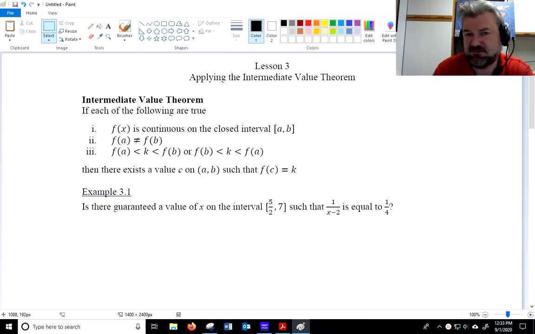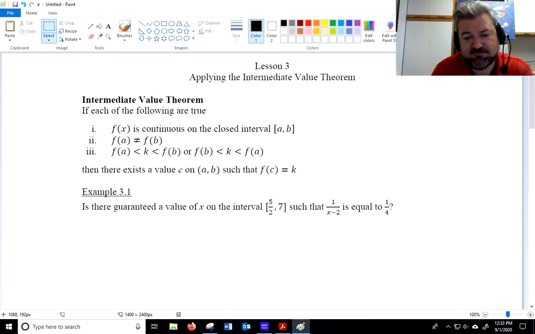Today we're going to continue studying the intermediate value theorem. As a review, the intermediate value theorem says that if each of the following are true: that f of x is continuous on a closed interval from a to b, that f of a and f of b are not the same, and that some value k is in between them, then there must exist a value c on the open interval from a to b such that f of c is equal to k.